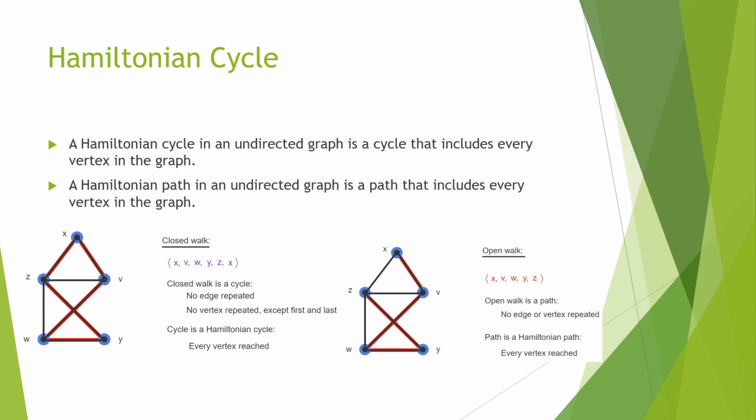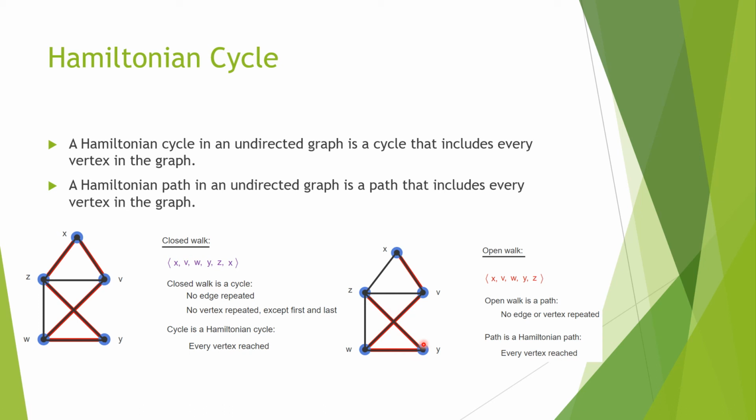So let's look at a Hamiltonian cycle. This is an example of a Hamiltonian cycle. In this graph, we start at X, then we go to V, W, Y, Z, and then X. So it's a closed walk because we start and end at X. It has no repeated edges, no repeated vertices, therefore it's a cycle. And it's a Hamiltonian cycle because it has traversed all the vertices in this graph.